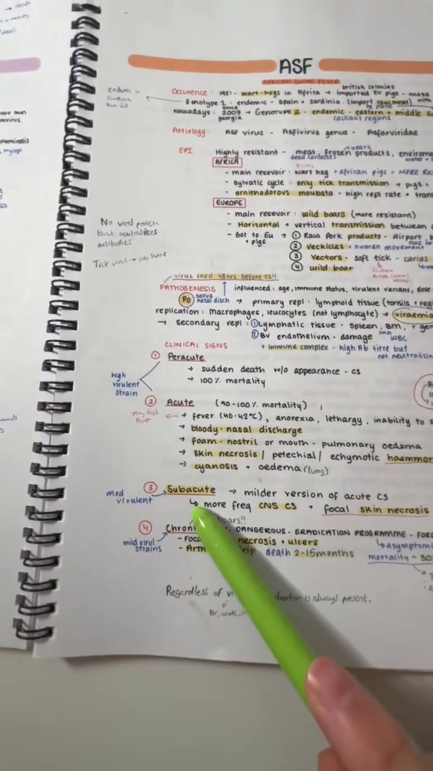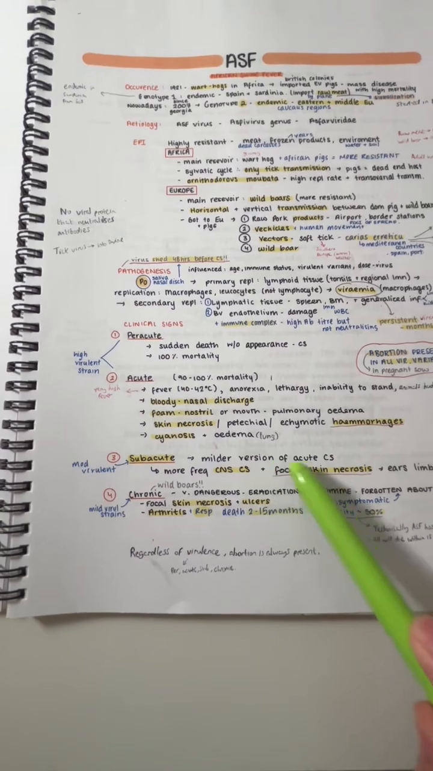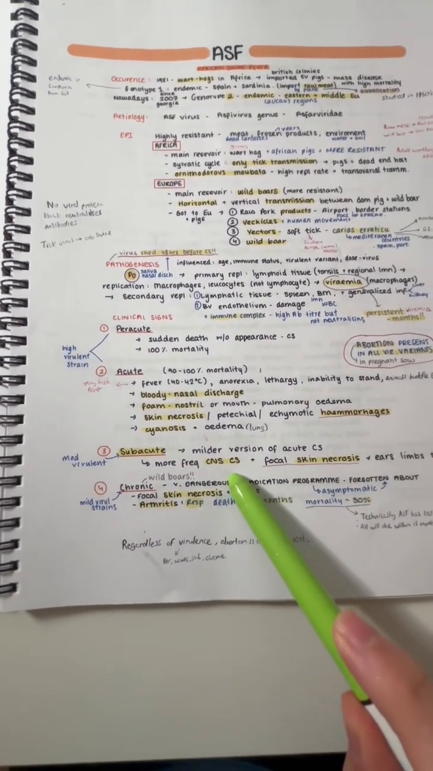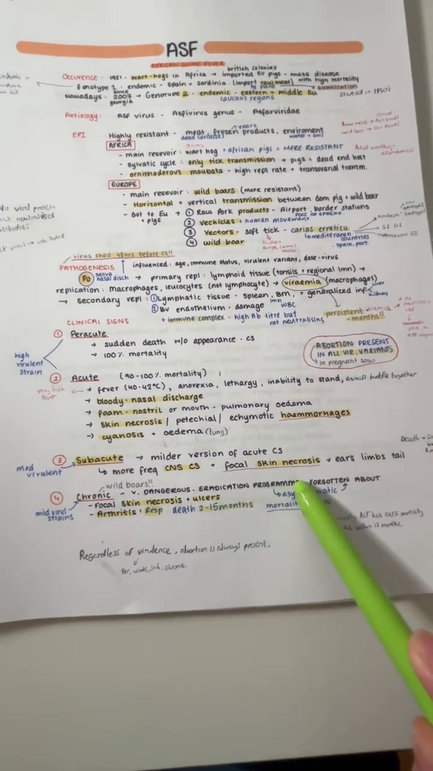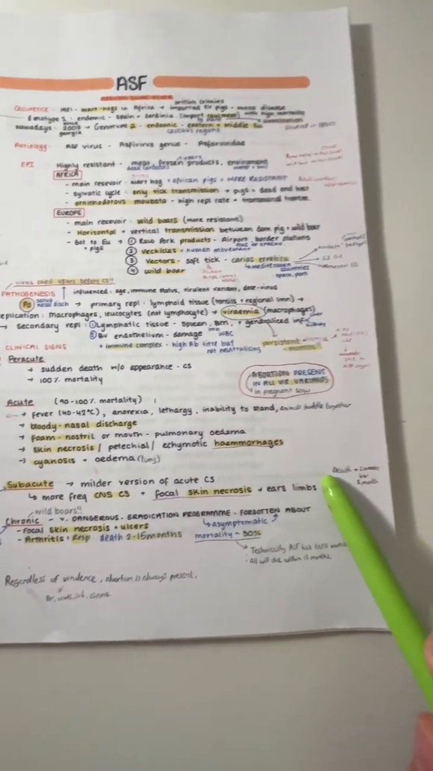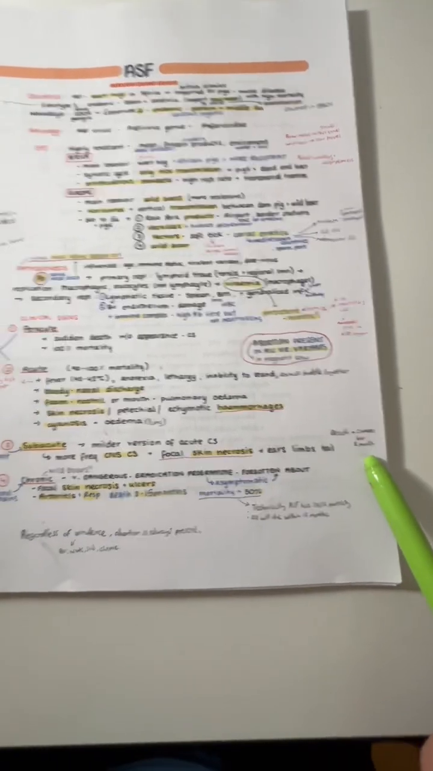In subacute cases, we can see milder versions of the acute clinical signs. There are more frequent central nervous system clinical signs, and we can also see focal skin necrosis on the ears, limbs, and tails. Death will often occur within 2 weeks or 1 month.